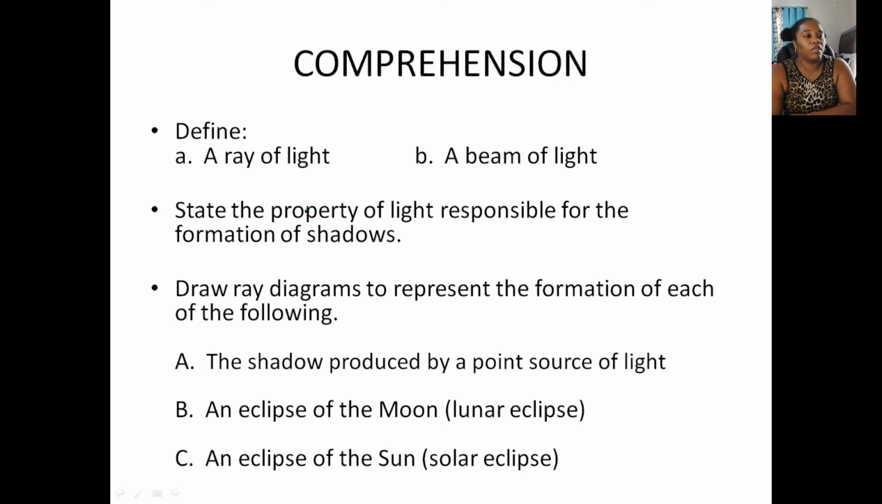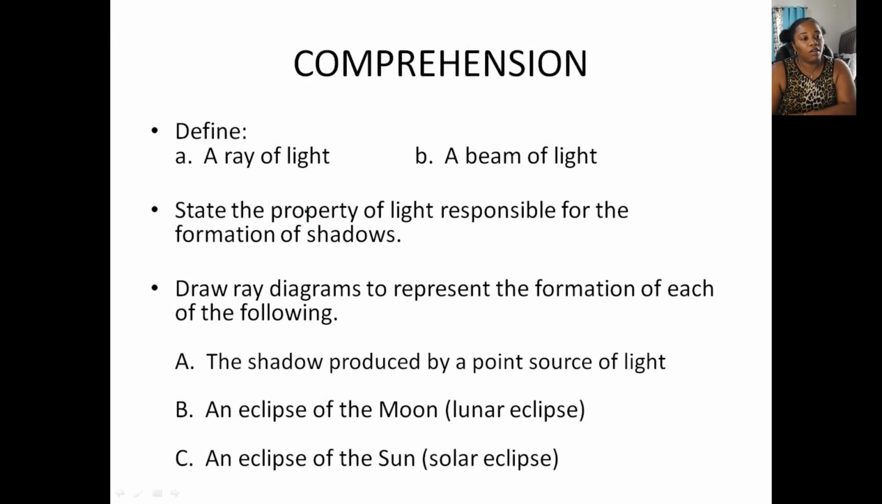Alright, so comprehension: define a ray of light, define a beam of light. So again, define a ray of light. A ray of light is the direction in which light propagates, and a beam of light is a stream of light energy. State the property of light responsible for the formation of shadows. The fact that light travels in straight lines is the property of light responsible for the formation of shadows. It doesn't bend around corners.